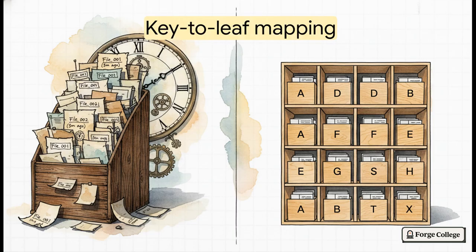Principle 1. Key-to-leaf mapping is decisive. Your mapping choices, like whether you're organizing by strict position or by a deterministic hash path, will absolutely dictate whether your proofs depend on insertion order. It's kind of like the difference between filing a document based on the exact time it arrived versus filing it based on exactly what its name is.